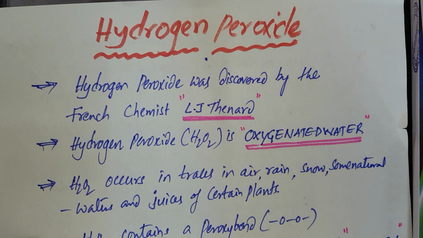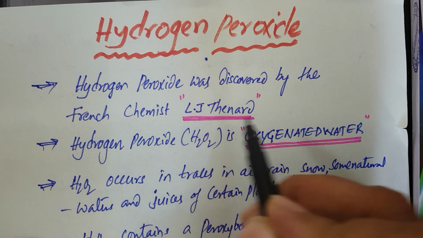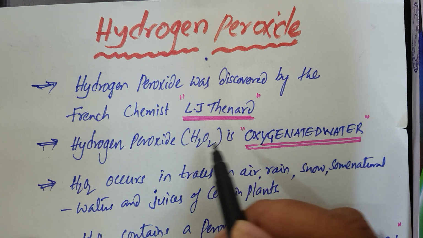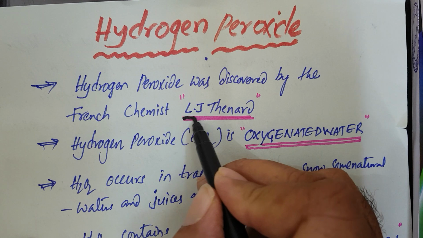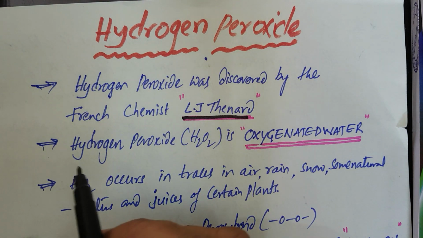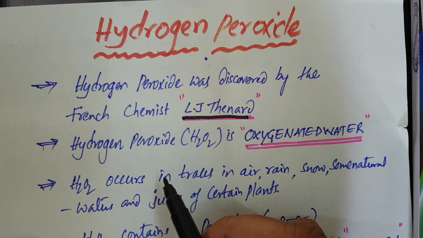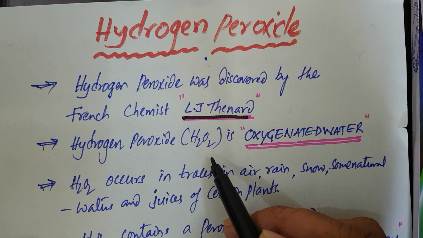Yeah, student. Today topic is hydrogen peroxide. Let us discuss some important points regarding hydrogen peroxide. First point, hydrogen peroxide was discovered by the French chemist L.J. Thénard. Second point, the difference between water and hydrogen peroxide is only one oxygen extra.